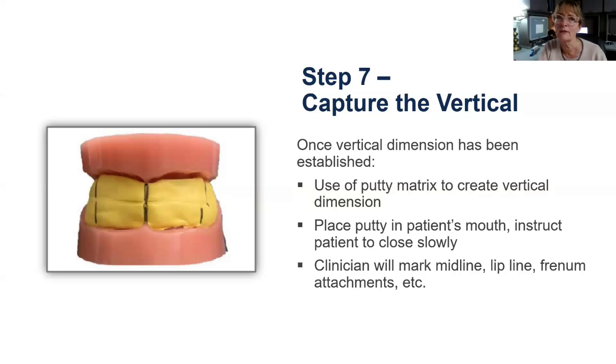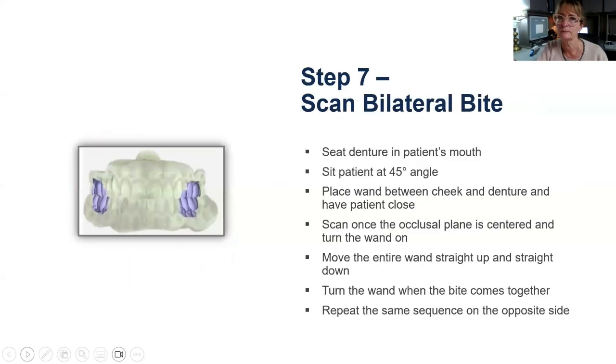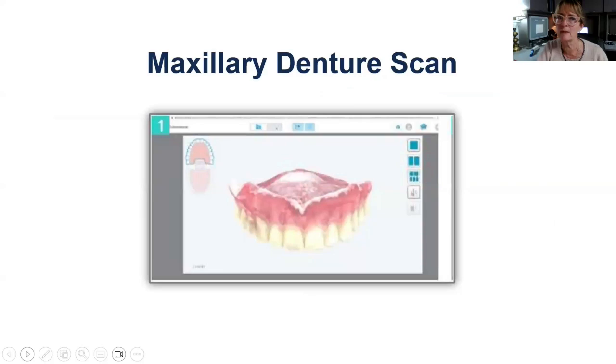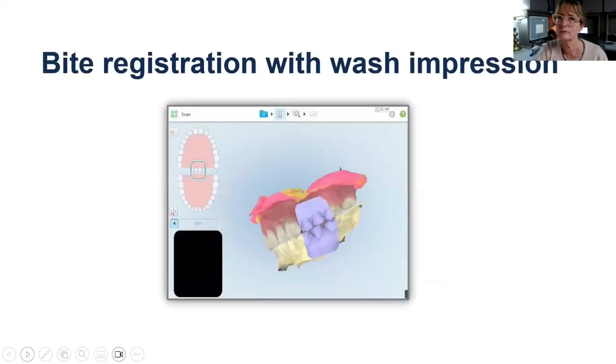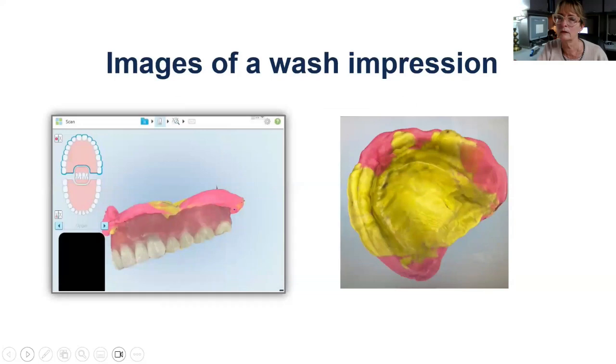Notice how the putty, though, is scored. It's marked. That's going to be helpful to you. It's not just a color, it's not just a Sharpie, but it's actually physically scored. When you go to take your bite registration, your bilateral scan, you want to make sure that you're picking up those scores as well. And then that's an image with the functional try-in in place. And just a maxillary denture scan. And that's of my particular denture that I have here.